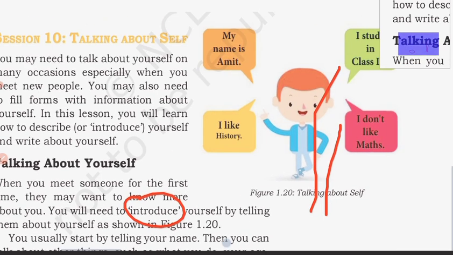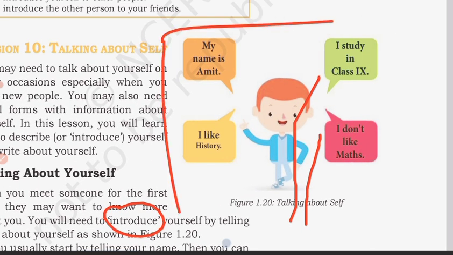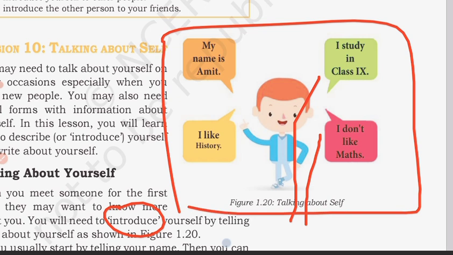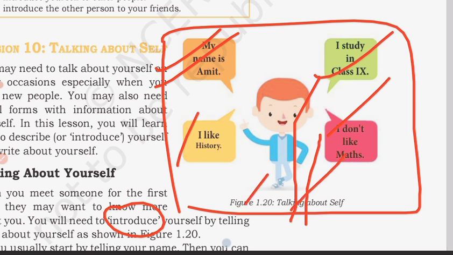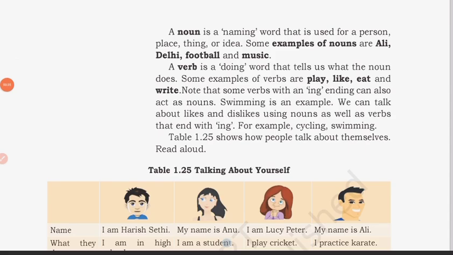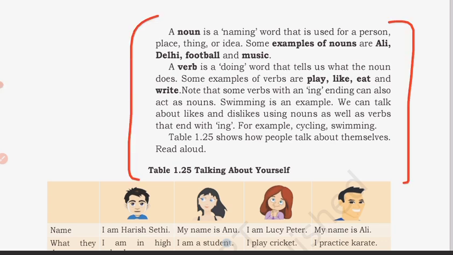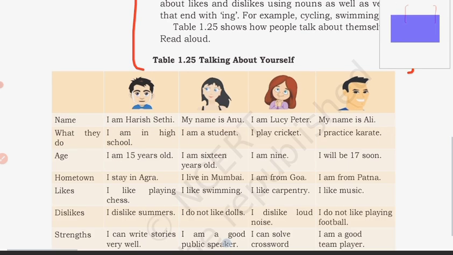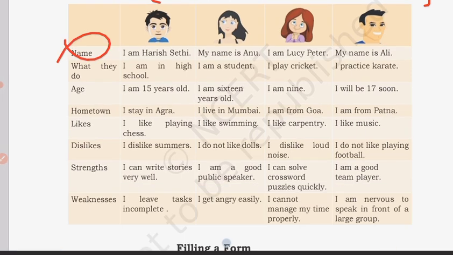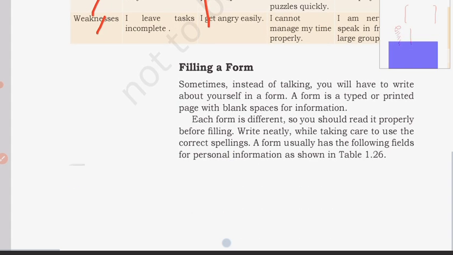Here is one of the examples being given, like how you have to introduce yourself. Clearly here it is being told how you have to introduce yourself, how you have to talk about yourself. First of all, you have to focus on your name, what they do, age, hometown, likes, dislikes, strength, weakness. These are the parameters in which you should talk about yourself.